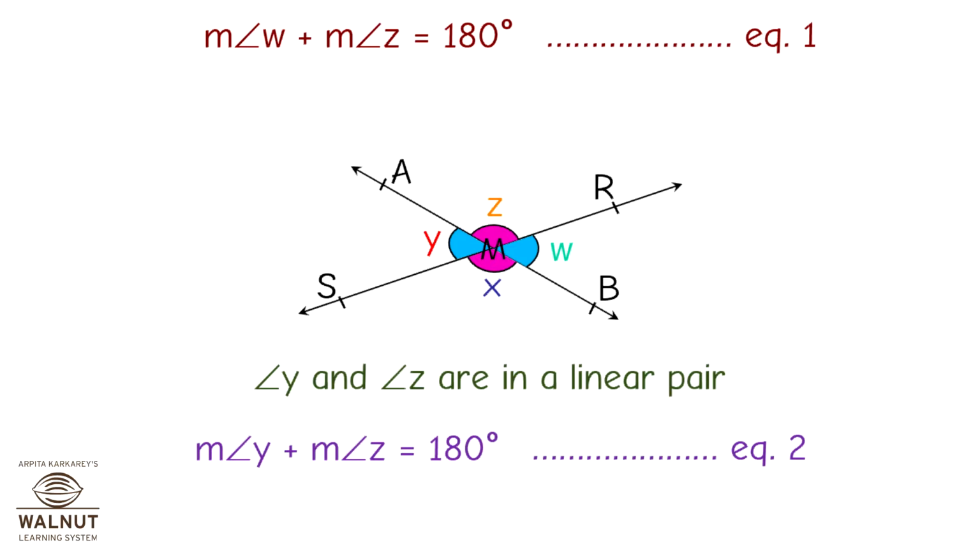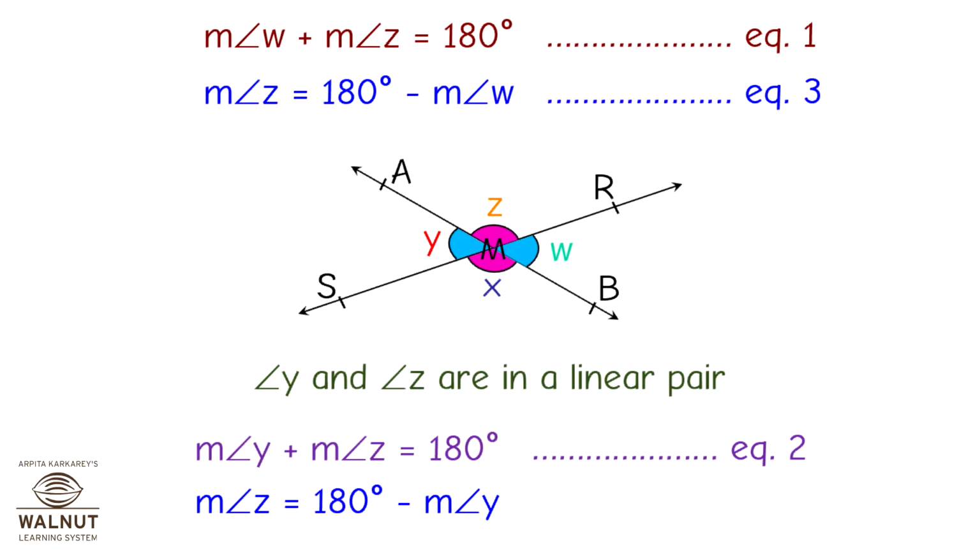Now let's look at equation 1 again. What is angle Z? Angle Z is 180 minus angle W. Let us call this equation 3. Now, let's look at equation 2 again. What is angle Z? Angle Z is 180 degrees minus angle Y. Let us call this equation 4.